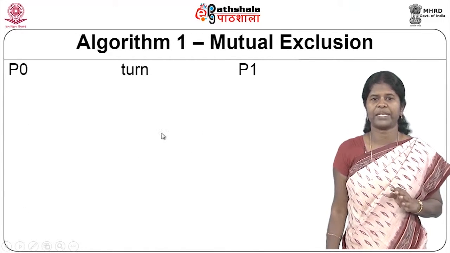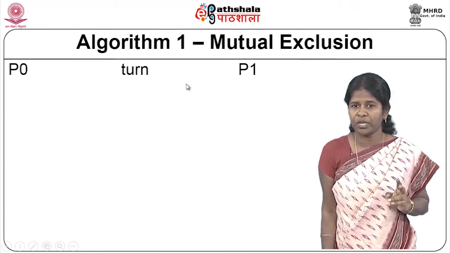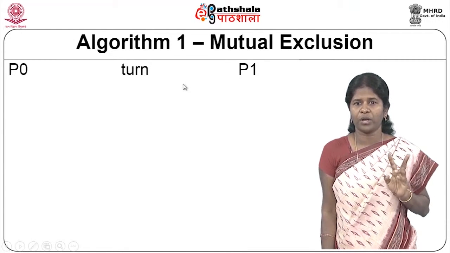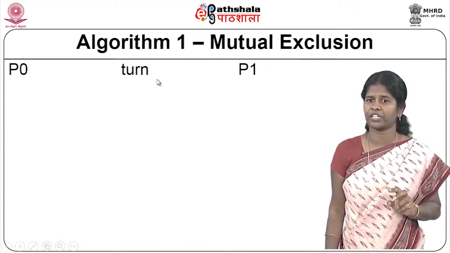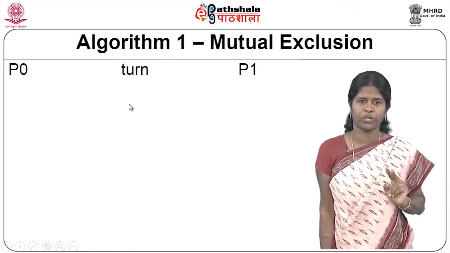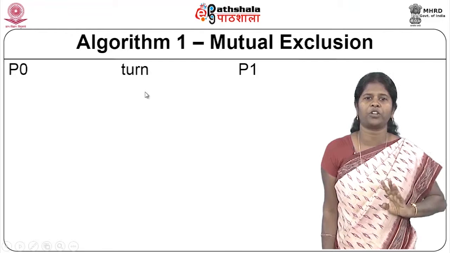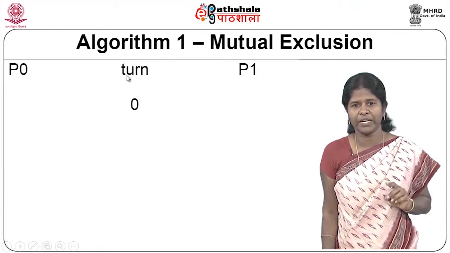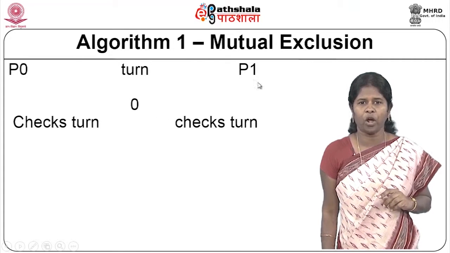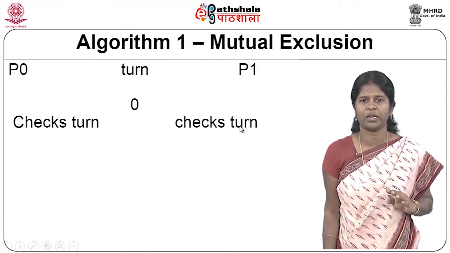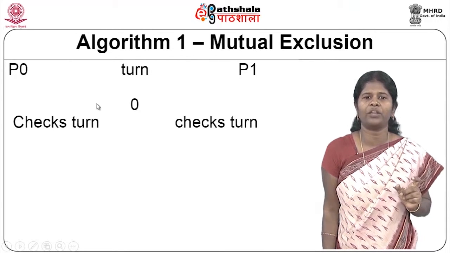So we will see whether this algorithm satisfies mutual exclusion. And as I told you earlier, this is an algorithm for two processes. It is a solution to the critical section problem when there are only two processes. So you have this common variable turn between the two processes P0 and P1. Initially the value of turn is kept as 0, and P0 and P1 both want to enter the critical section. So both of them try to check the value of turn.